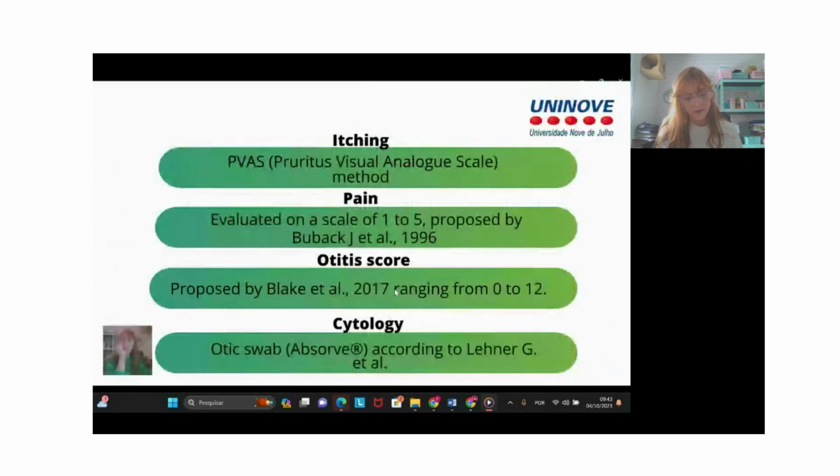The evaluated parameters will be itching through the PVAS, pain evaluated on a scale proposed by Bulbak, otitis score proposed by Blake, and cytology through the otic swab.